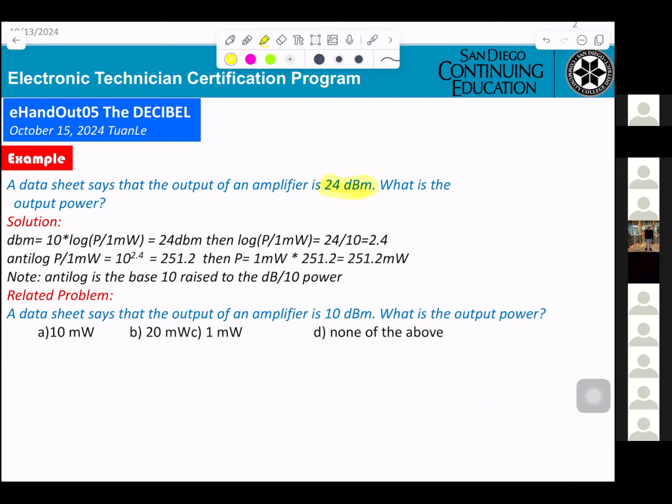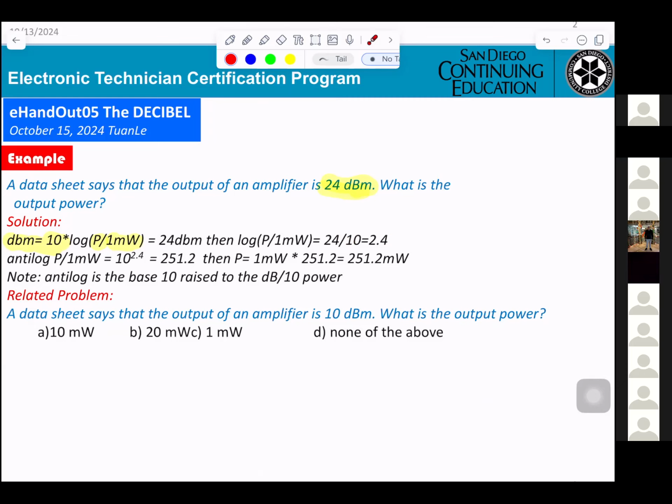Solution. You remember the formula. dBm equals 10 times log of P over 1 milliwatt, and that equals 24 dBm. Now you take the log only. So log of P over 1 milliwatt equals 24 divided by 10, which equals 2.4.